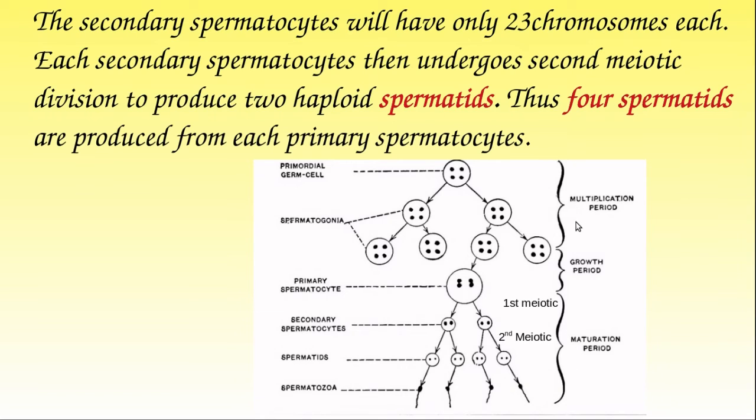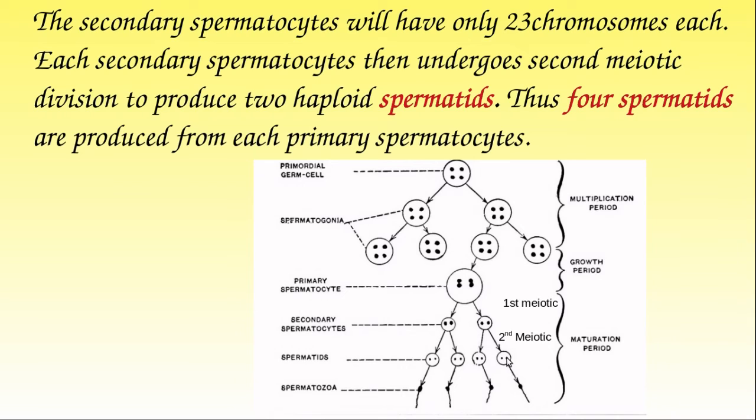So, multiplication phase: the primordial cells undergo repeated mitotic division, so the spermatogenic cells increase in number. Then some of them undergo growth, the growth phase, to form primary spermatocytes. Now, in the maturation phase, the primary spermatocyte undergoes the first meiotic division to produce secondary spermatocytes, which are haploid in number, which have the haploid chromosome number. Now, in the second meiotic division, each secondary spermatocyte undergoes the second meiotic division to produce two spermatids each. They are still haploid.